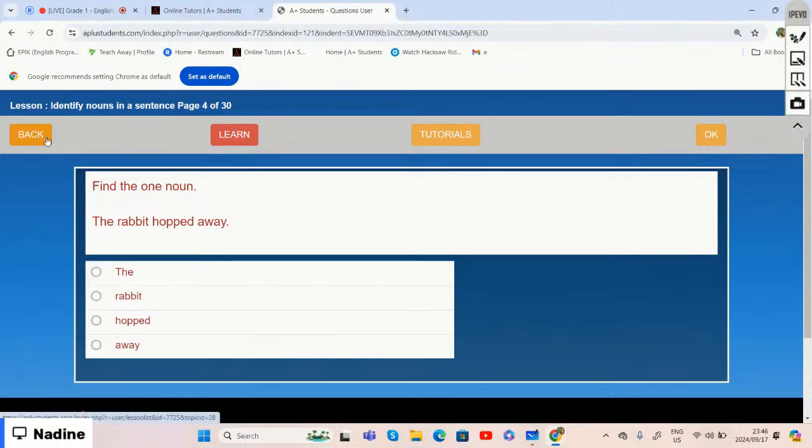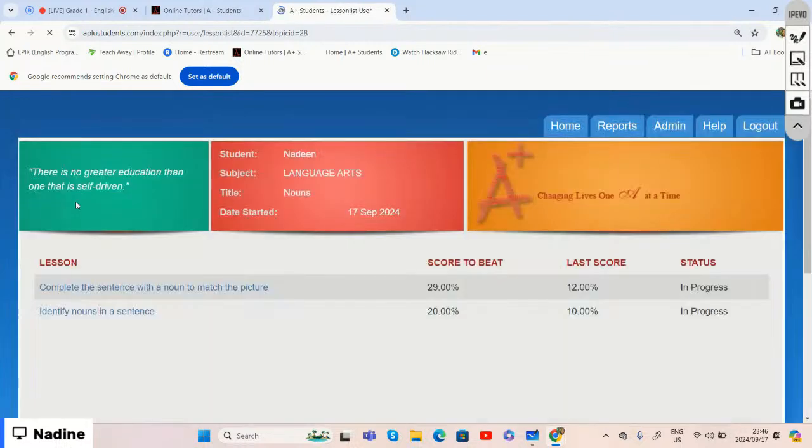All right, so this is now the end of our lessons, grade one, on nouns, right? We completed the sentence with the noun to match the picture, and we have also identified nouns within a sentence. And we said a noun names a person, an animal, a place, and a thing. It's general, right? Those are nouns.